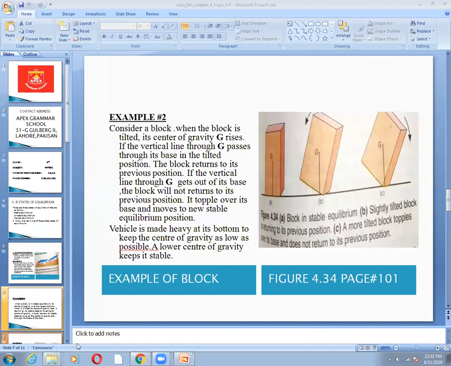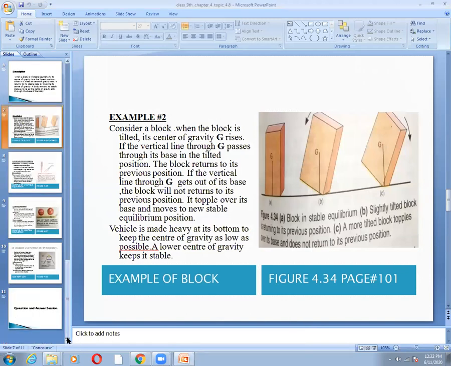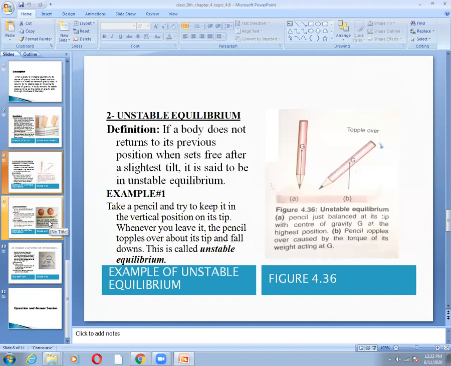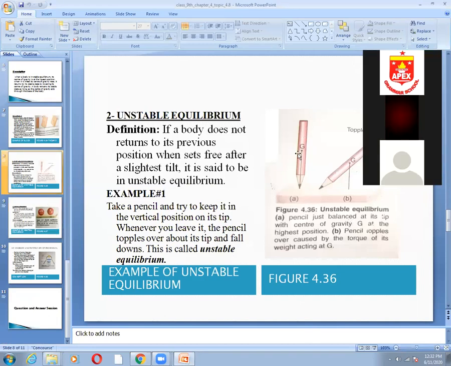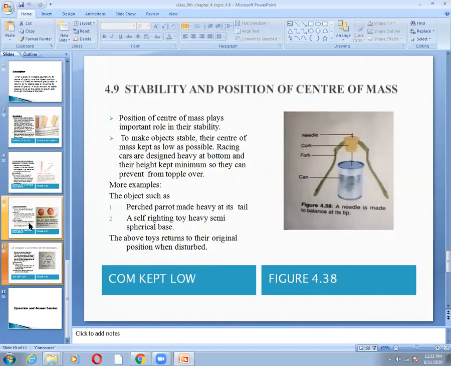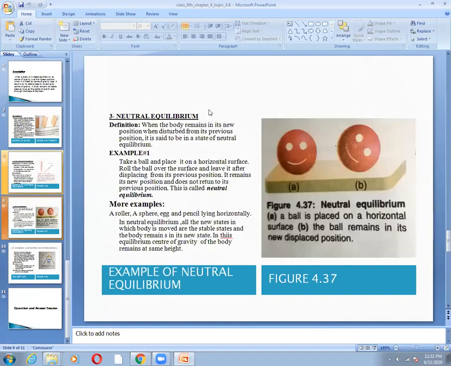Then we discussed unstable equilibrium, where we took the example of the pencil. Then we discussed neutral equilibrium, where the body takes its new position and its center of gravity remains at the same height. If the body takes its new position, it will never come back to its original position. This type of equilibrium is called neutral equilibrium.